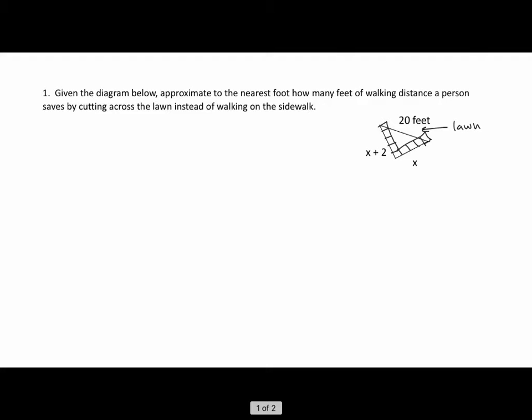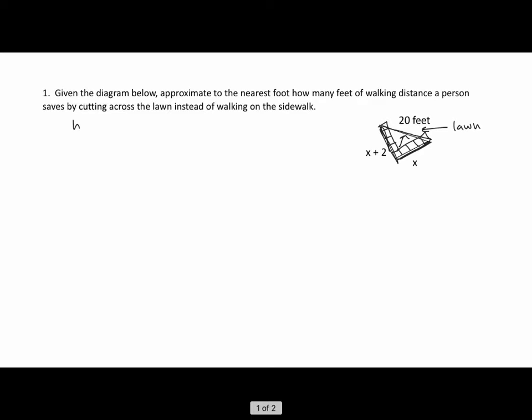Let's find out. So what we know is that this sidewalk has a length of x, and this sidewalk has a length of x plus 2. And the lawn, if you cut across that way, would be only 20 feet. So in order to figure out what x is, we have to relate the known to the unknown. This is a right triangle, so the hypotenuse is 20.